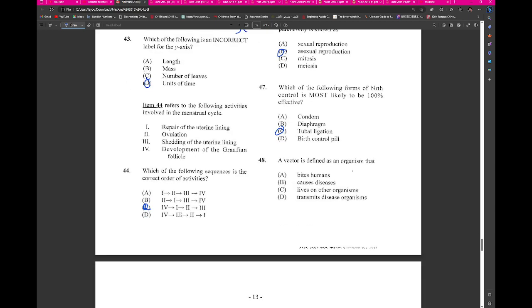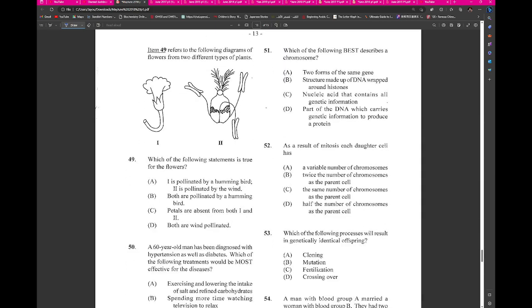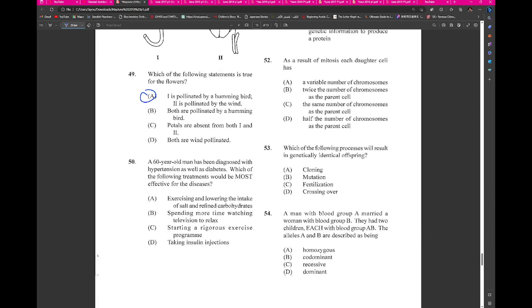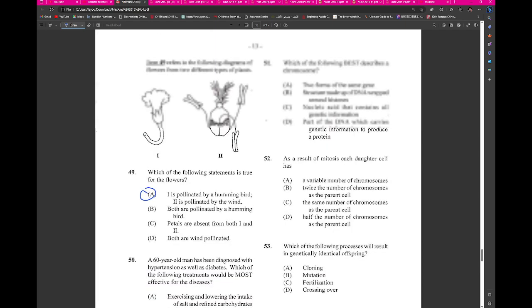A vector is defined as an organism that transmits pathogens. Alright? Which of the following statements is true for flowers? 1. Well, 1 is probably, these are true. A 60-year-old man has been diagnosed with hypertension as well as diabetes. Which of the following treatments would be most effective for the disease? Probably would be insulin injections.